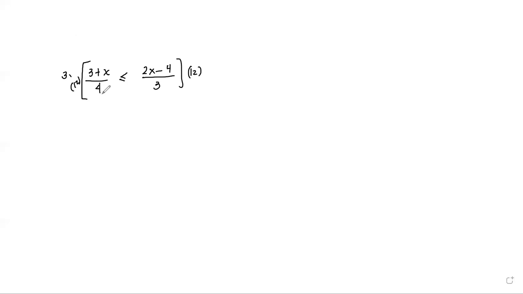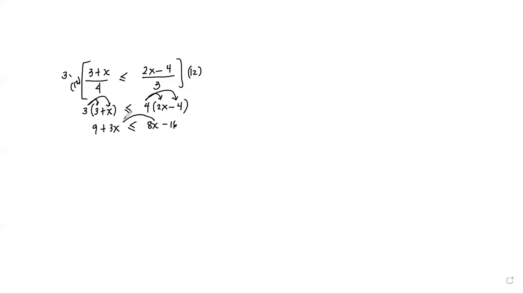Okay, so 12 divided by 4 is 3, and then we multiply it by 3 plus x, and then we still use the less than or equal symbol, and then 12 over 3 is 4, multiplied to 2x minus 4. And then distributing the appropriate values, then 3 times 3 is 9, and then 3 times x is 3x, is less than or equal to 4 times 2x is 8x, 4 times negative 4 is negative 16.